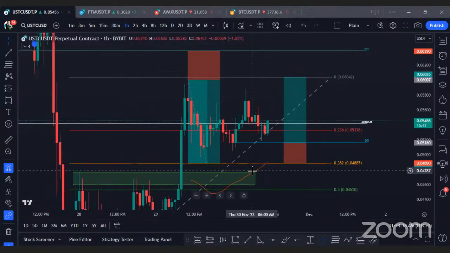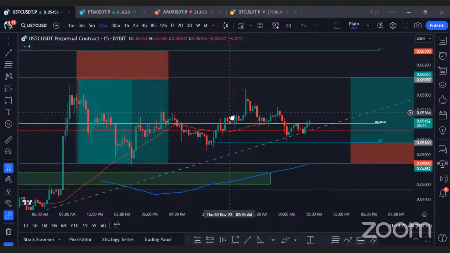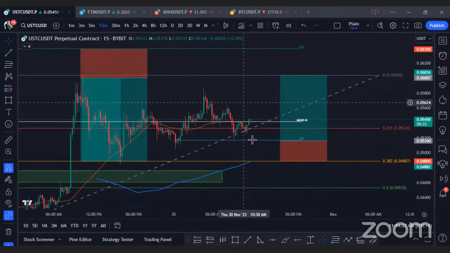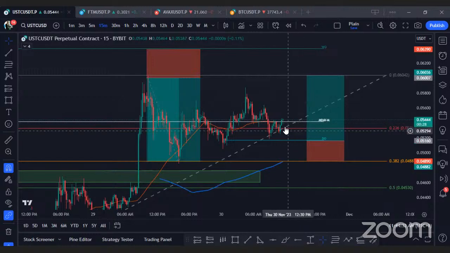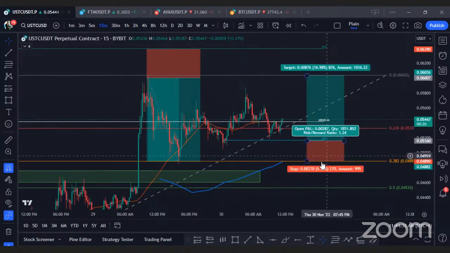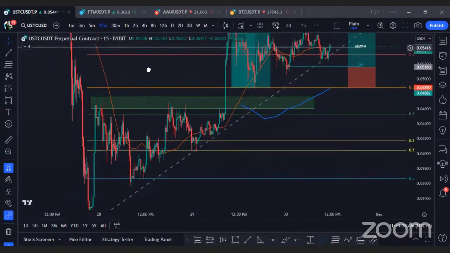So what else are we looking at? Yeah, I'm going to look for long, but not immediately. If we can do another leg down, that could be good. So if you are not in this trade already, there's no need to jump right into it. If we do another leg down, that could be a good trade that we can take.